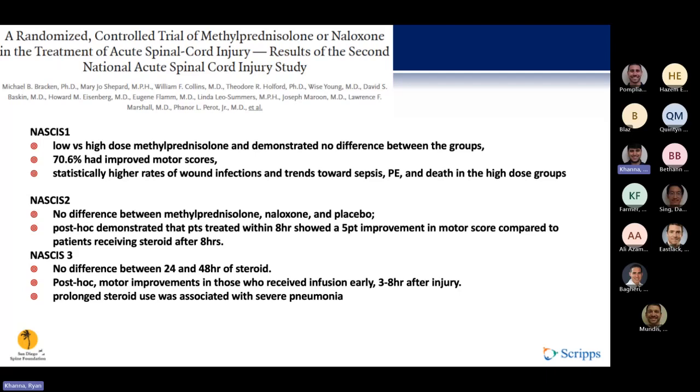And then NASCIS 3 showed that there was no difference between 24 and 48 hours of steroids, and post hoc motor improvements were usually confined to those who received the infusion between 3 and 8 hours of injury. It also showed that there are downsides of using steroids, including prolonged steroid use leading to severe pneumonia.